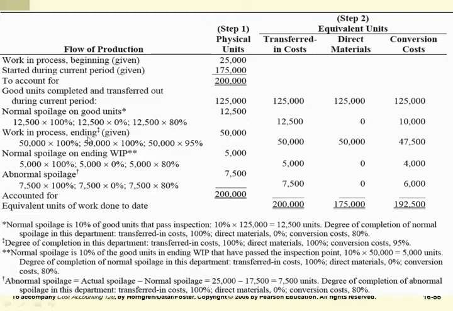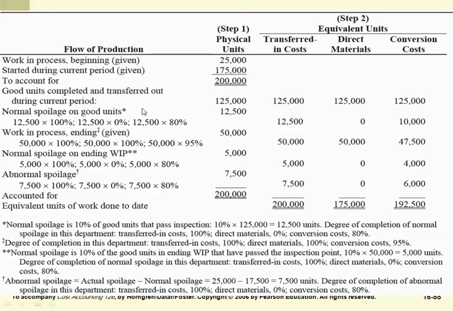Work in process ending. Work in process completion percentage 95%. Direct material is added at 90%, so all work in process ending units took direct material, so it is 50,000. Normal spoilage on ending work in process 0. Abnormal spoilage also 0. Equivalent units of work done to date under direct materials is 175,000 units.